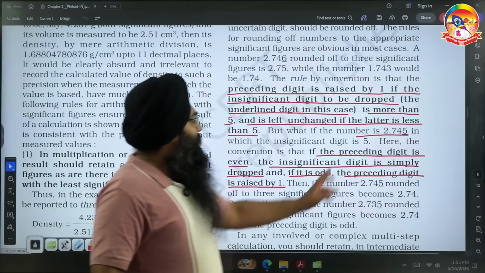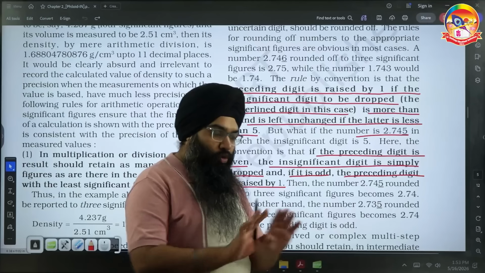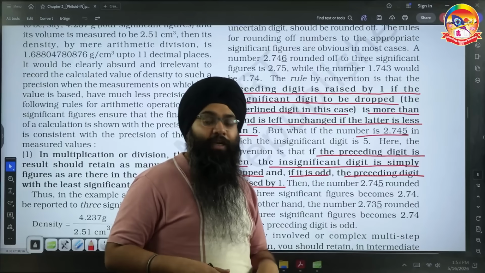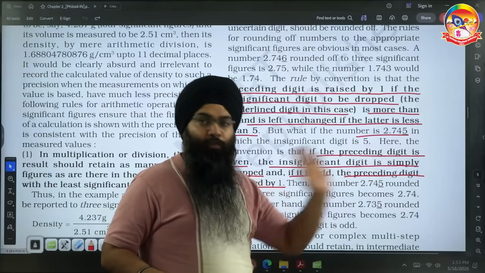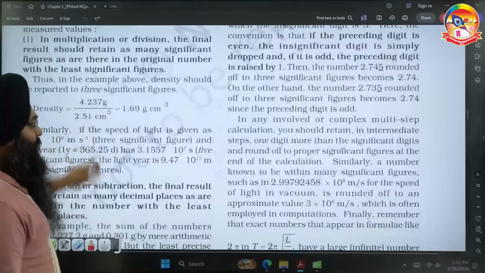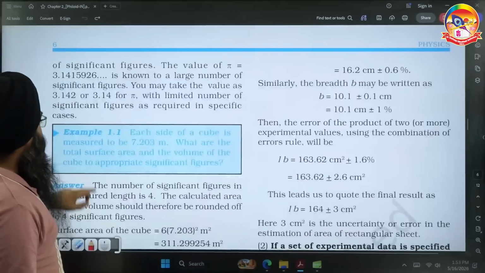So what I am saying is, if the preceding digit is even, then there is no need to change that digit, just drop that 5. But if the preceding digit is odd, then raise that odd digit by 1 and then drop that 5. So this is what they are saying. I hope these rules are very clear to you, and now here are some examples of that.